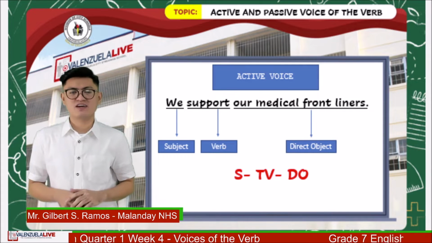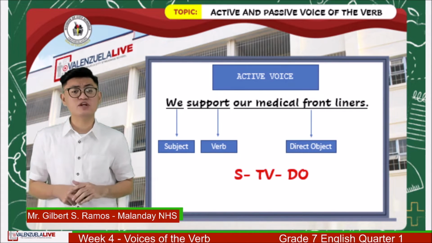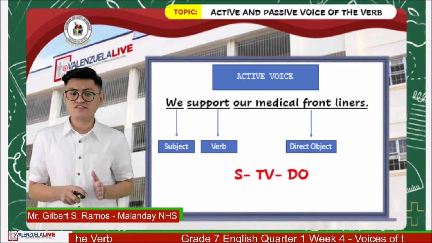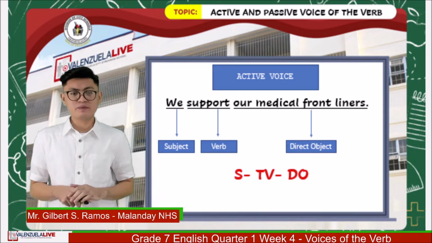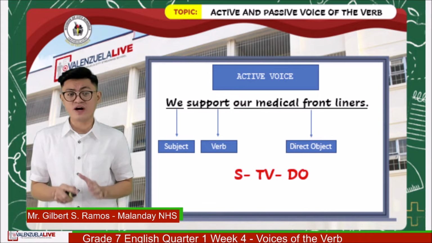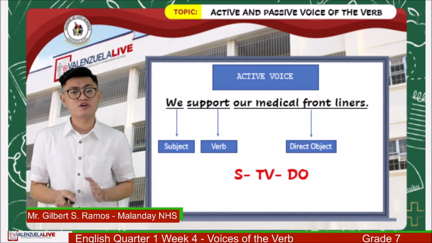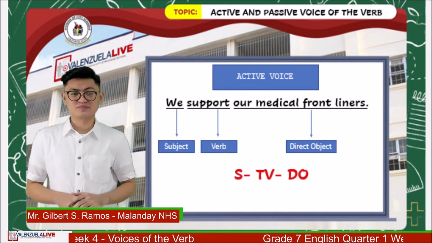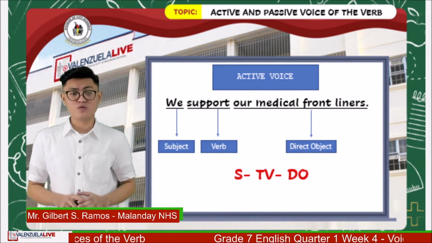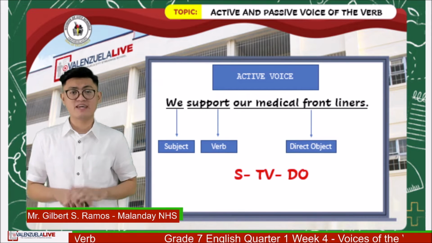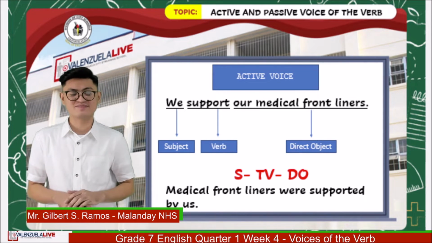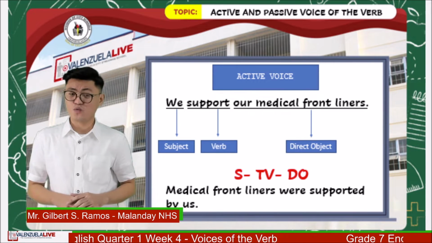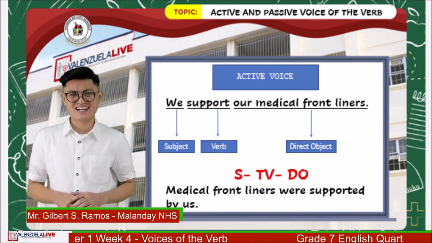Identifying the object helps us easily transform active to passive voice because the direct object will become the subject when we want to change the voice from active to passive. Now, look at sentence number 1 when we transform it into passive voice. Medical frontliners were supported by us.